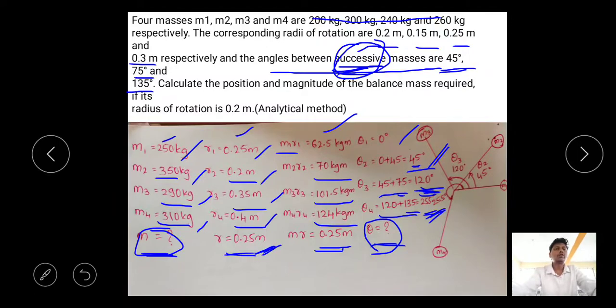Here the values are given wrong. You just take these values here, and radius also you take these values. Whatever I have mentioned, M1, M2, R1, R2, R3 and R4 and R, you take these values. So this will be 0.25. Okay, now we'll proceed with the next procedure.